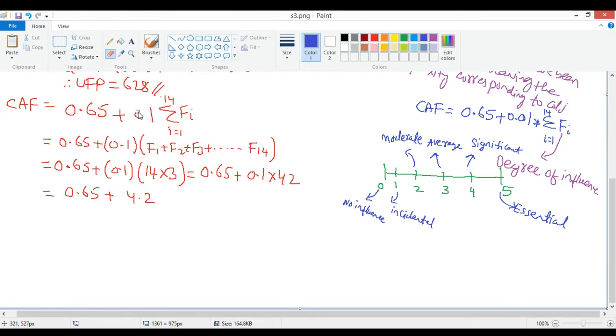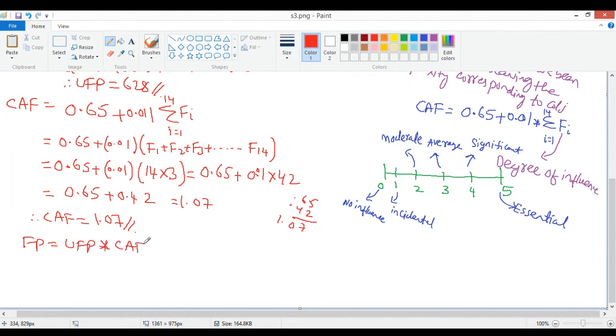So let me modify this formula. This is 0.01, because it will not go beyond 1. So 0.01 into 42 will be 0.42. So 0.65 plus 0.42 will be 1.07. Therefore, the complexity adjustment factor is equal to 1.07. Therefore, function point FP is equal to UFP, unadjusted function point, multiplied by the complexity adjustment factor.